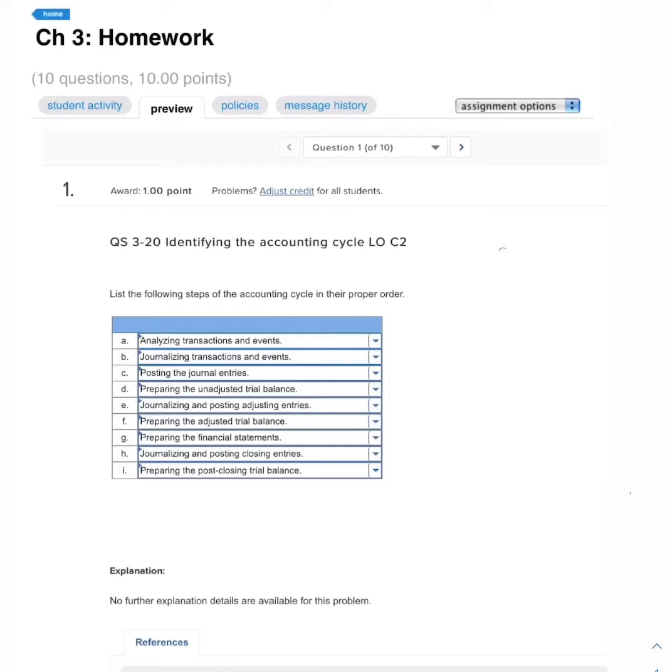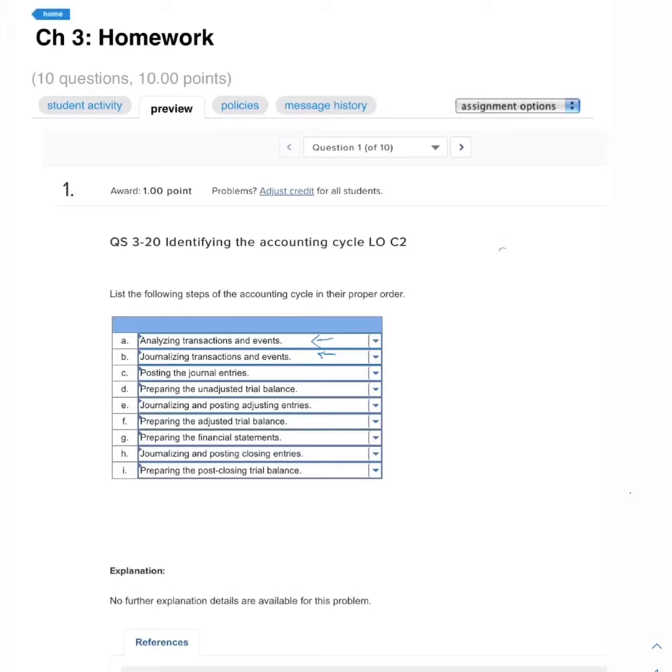So the very first thing that we have to do is we have to analyze transactions and events. So what this means is we're going to get together our receipts, our different information. We're going to see that something actually happened. We're going to start to think about how that's going to impact the financial statements, the company, how all these things are interrelated.